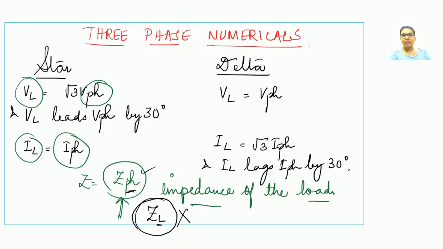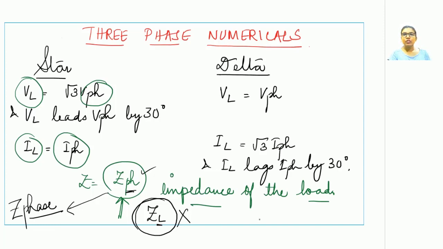For a three-phase system, please be clear about one thing, that there is only one impedance of the load, and that impedance is called Z phase. Or in other words, the impedance of the load is called Z phase only. This is a very basic requirement that one must remember before solving the numericals based on three-phase concepts.